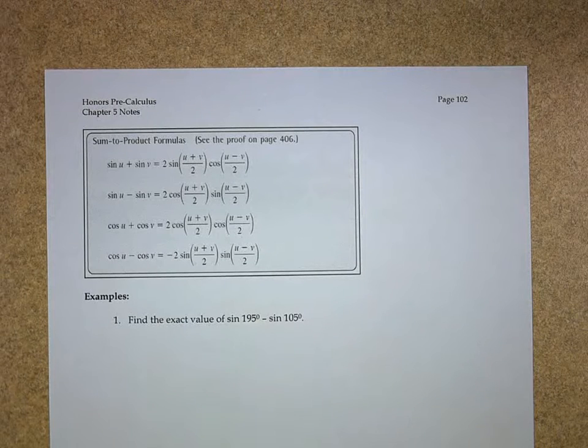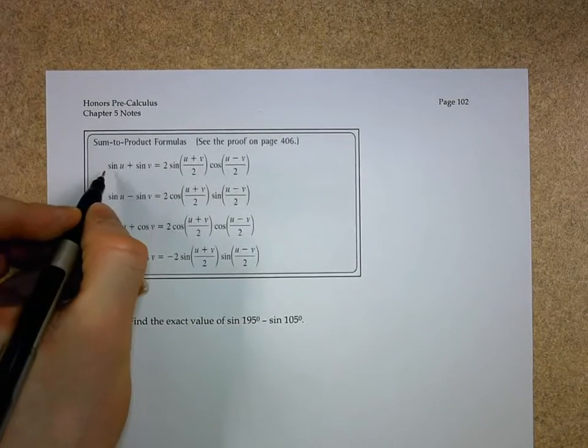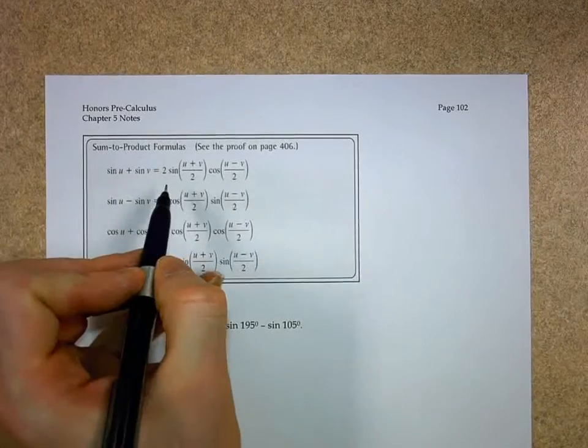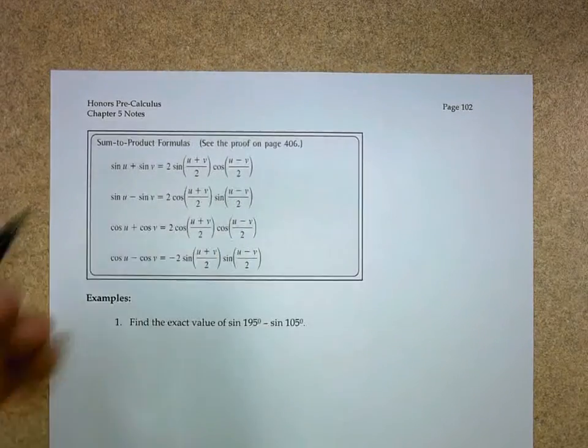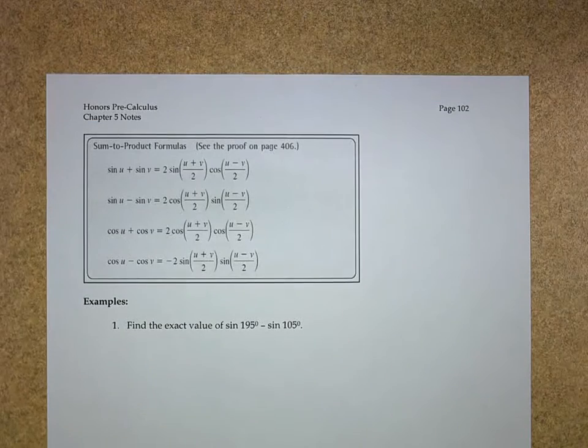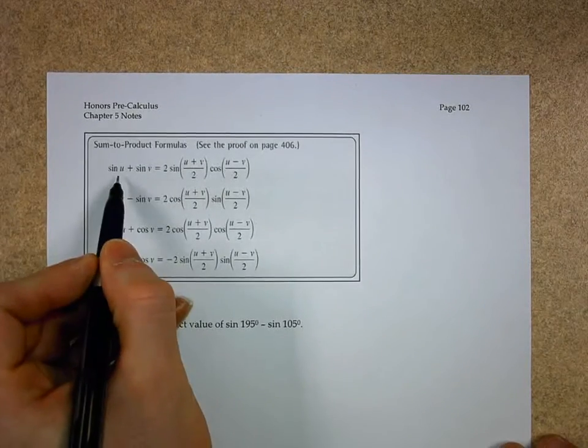The last concept from this chapter is looking at the sum to product formulas. What these formulas allow us to do is take two different trig functions that are being added and make them one single term that is being multiplied. So for example here, sine of u plus v, we can simplify down to 2 times the sine of this quantity times the cosine of this quantity.